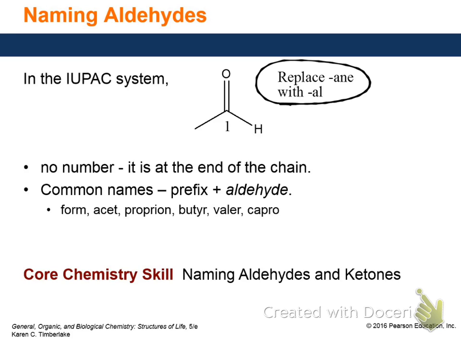So if you have 2 carbons, by the way, that's the number 1 carbon, that's why I put that there. If you have 2 carbons, what alkane name has 2 carbons? Ethane, right? So it'd be ethane. So the name of the aldehyde would be ethanal.